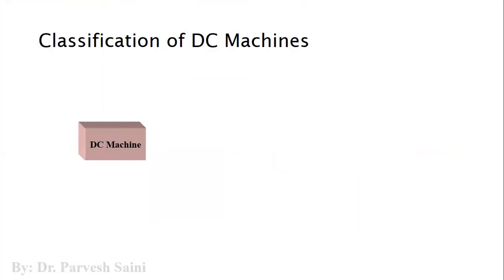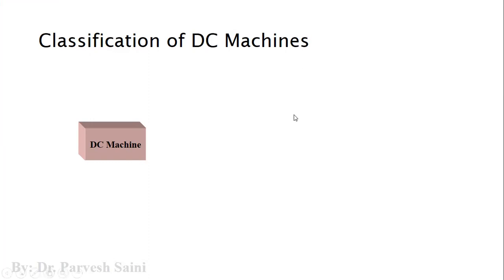Now, as far as the classification of DC machine is concerned, as we already have discussed, a DC machine is the one in which the electricity involved is DC, either at the input or at the output. Okay, a DC generator is the one which converts the mechanical energy into a unidirectional electrical energy. And a DC motor is the one in which the DC supply is provided and we get a rotation of the motor. That is, the DC electrical energy is converted into mechanical energy.